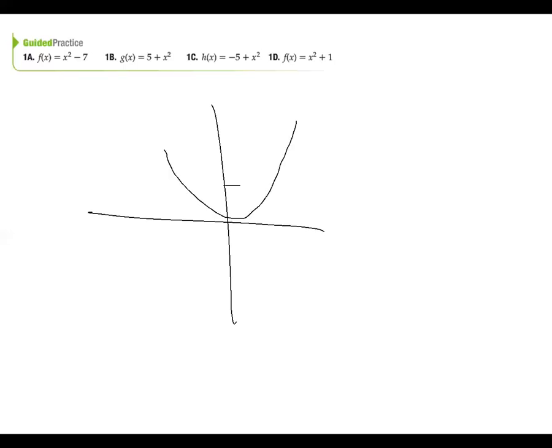And just shift it up 1 unit. There we go. Okie dokie. Pretty straightforward there.